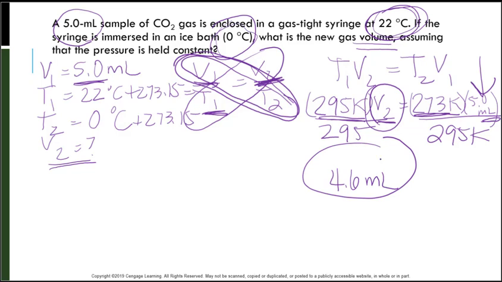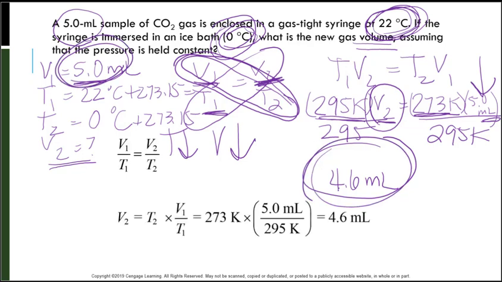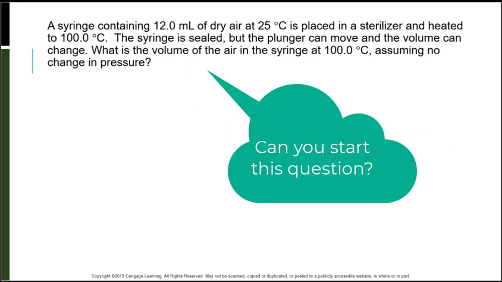Let's make sure it makes sense. My temperature went down from 22 to 0. So if T decreased, that means my volume must decrease. My volume started at 5 and it went down to 4.6. Yes, it did decrease. I have two more practice problems for you. See if you can set this one up.